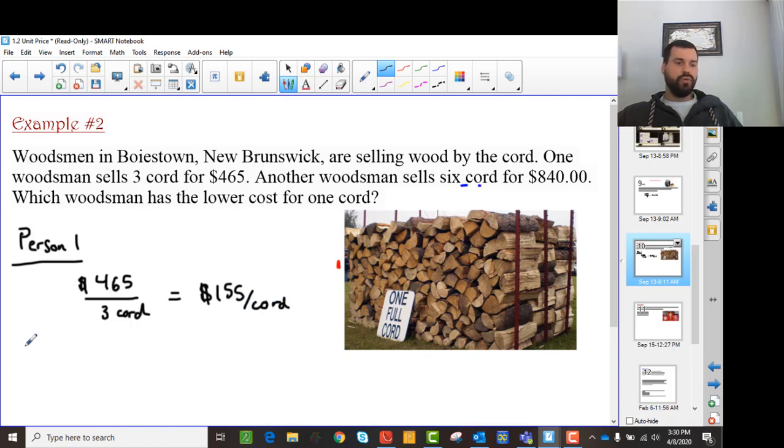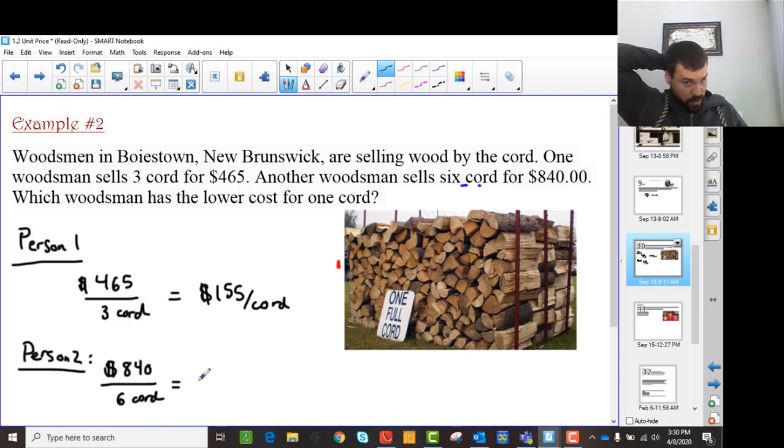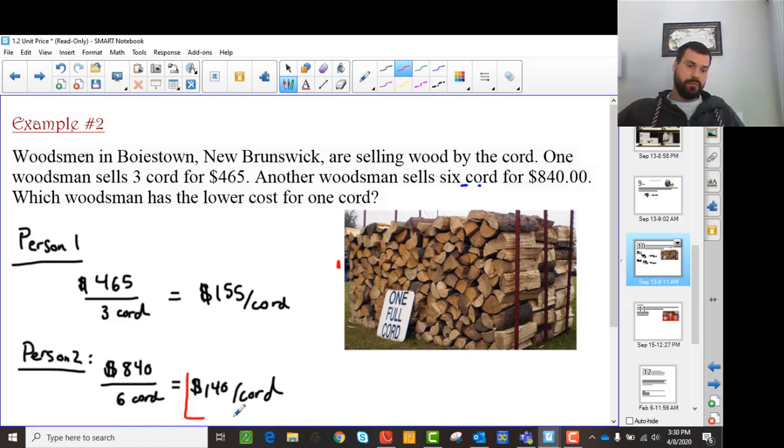Now, person 2, woodsman number 2, is selling 6 cords of wood for $840. So we just look at the unit price by dividing those. So I take 840 and divide it by 6, and I get $140 per cord. So this one is cheaper. Okay, this is the better deal.